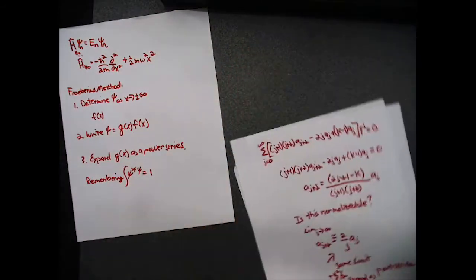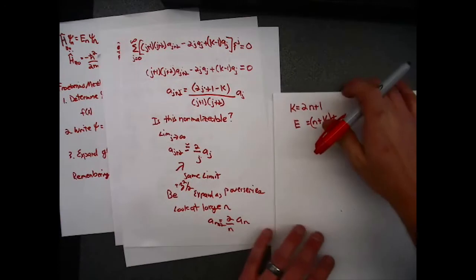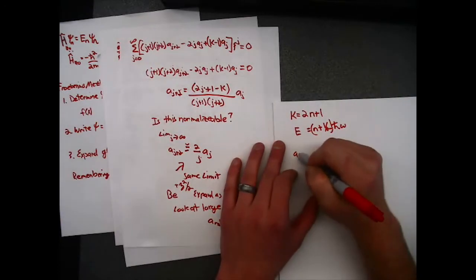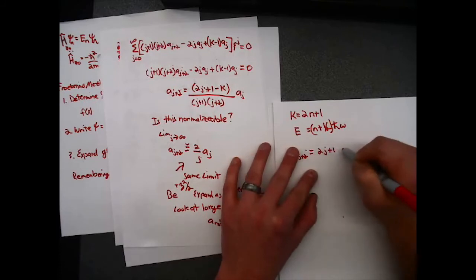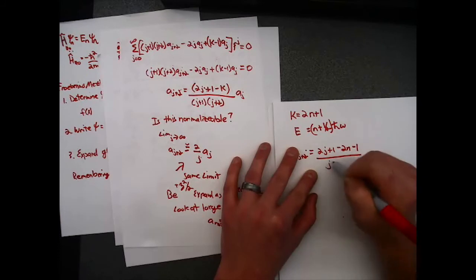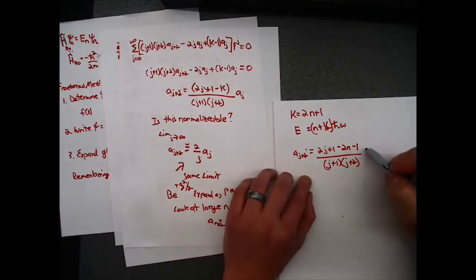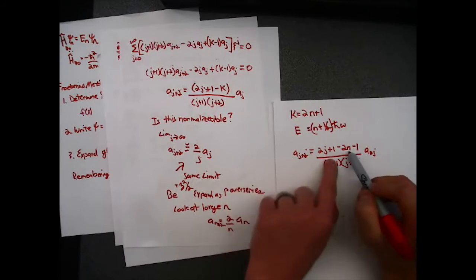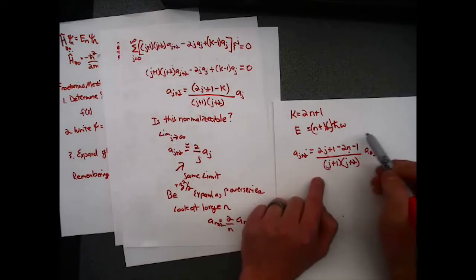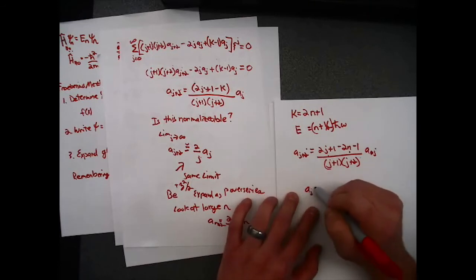And that a sub j plus 2 equals 2j plus 1 minus 2n over j plus 1 times j plus 2, right, times a sub j. If we look at this, when n is equal to j, this goes to 0. So when n is equal to j, a sub n plus 2 is equal to 0. Right? So this kills the power series.